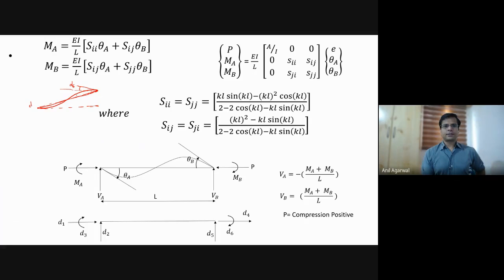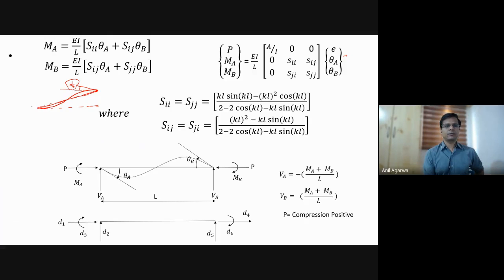So there is a difference in the way we are measuring the coefficient. Basically, theta A and theta B do not really represent the movements in the degrees of freedom. These are more of internal deformations, okay? And we have to relate them with the actual degrees of freedom, which are marked like d1, d2, d3.